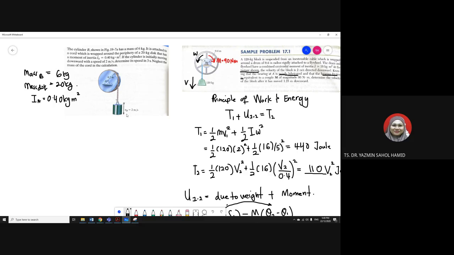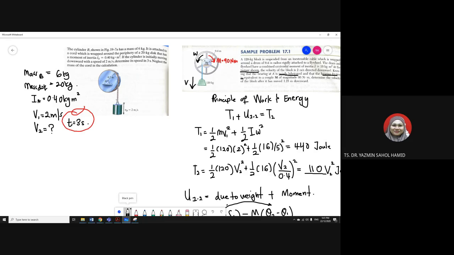So basically, what do you think? V1 is obviously 2 meter per second. They ask us to find V2, when t equals 3 seconds. When you see this type of question, what method do you want to use to solve this problem? Impulse. Why? Because they give you the time. If you use work energy, it's not there.